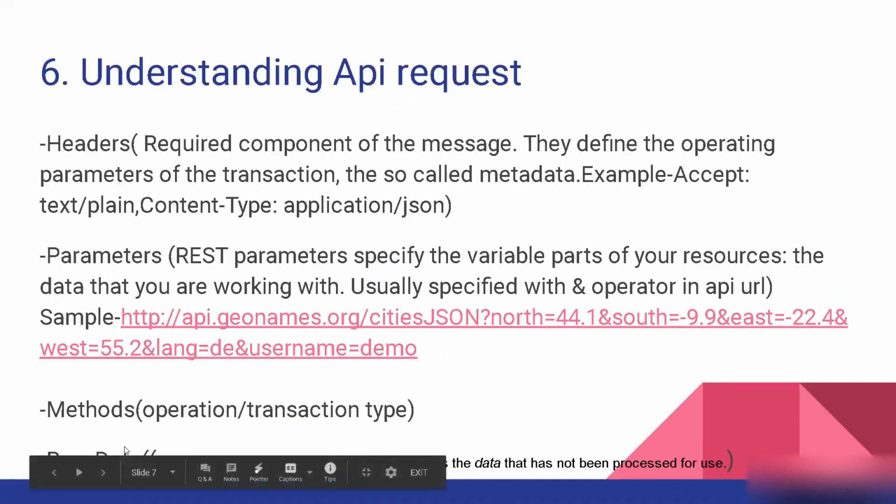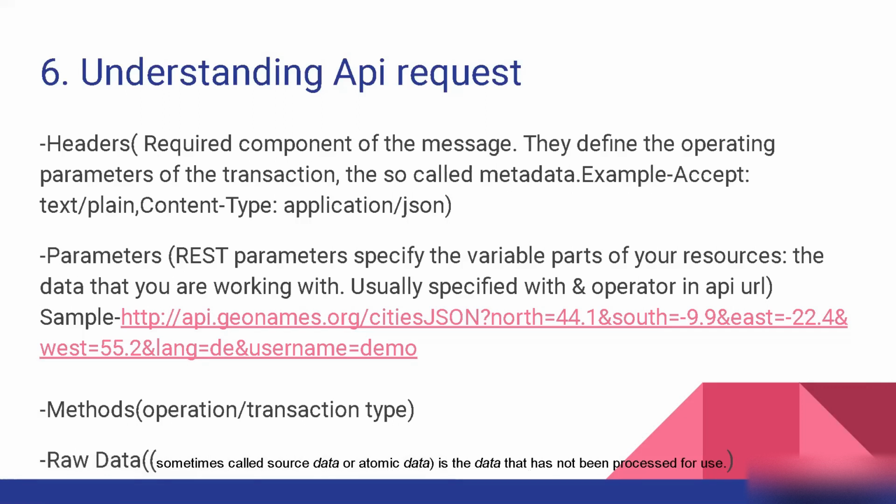And raw data. This is where we define our payloads. So all the data related to that API is defined in payload, generally used in POST and PUT commands.